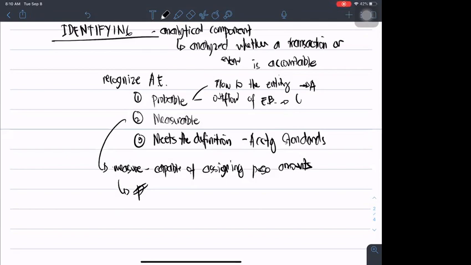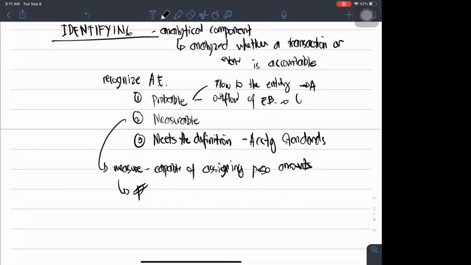So, let's say you are to recognize property, plant, and equipment. Before you can recognize that, it must meet the definition. What is the definition of property, plant, and equipment in accordance with the standard? If the definition provided in the standard coincides with the property, plant, and equipment that you are to measure, then you can recognize it.